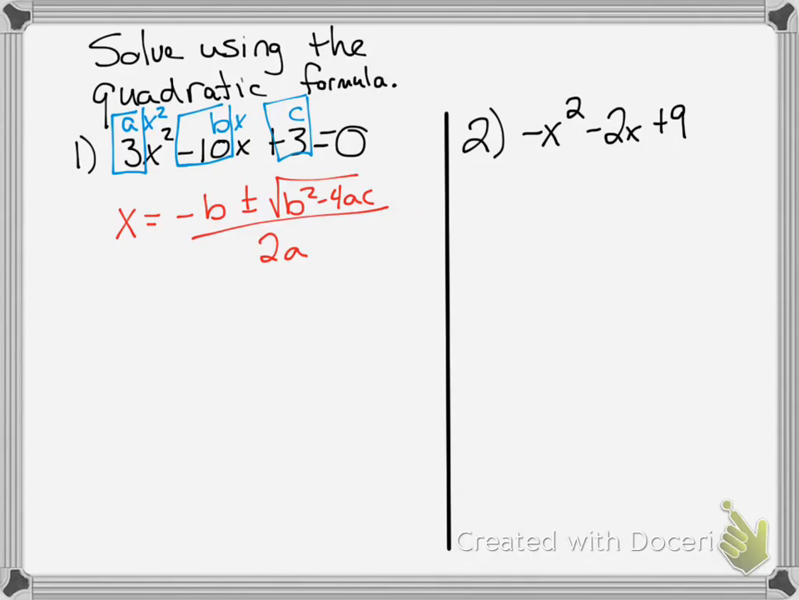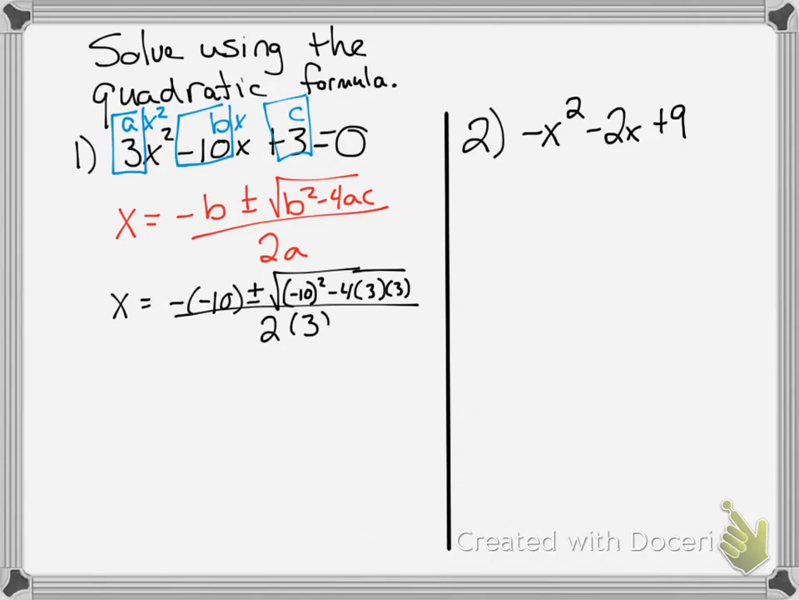So when I go to plug those into my equation, I've got x is equal to a negative of negative 10. I'm going to use parentheses just like we did with the discriminant to plug everything in, plus and minus. Now I've got my discriminant, so I've got negative 10 squared minus 4 times a, which we said was 3, times c, which we also said was 3. All of this is over 2 times 3. Now we're just going to work out each part of this. So a negative of negative 10 would be positive 10, plus and minus the square root of 64 over 6.